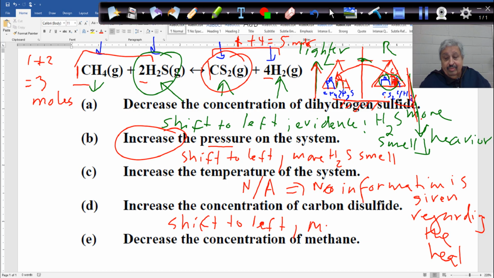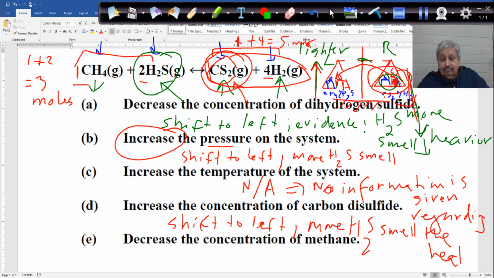What evidence? More H2S, because some of the weight has to go, since it's added to this. This arm or this side will be very heavy because you added extra of this. So it has to shift to the left, and more H2S smell or odor is observed.